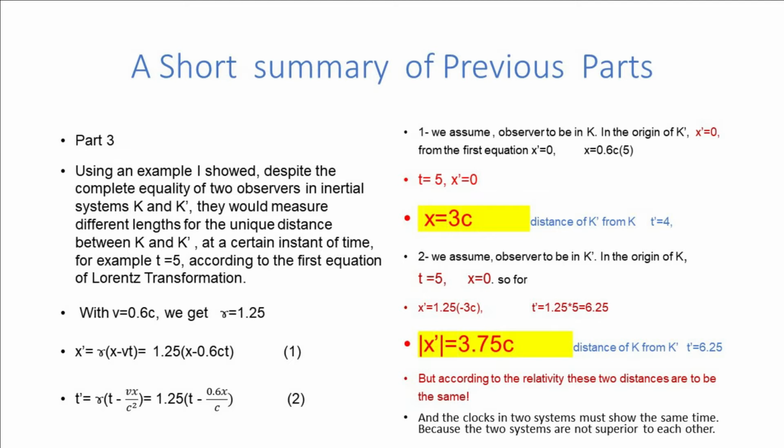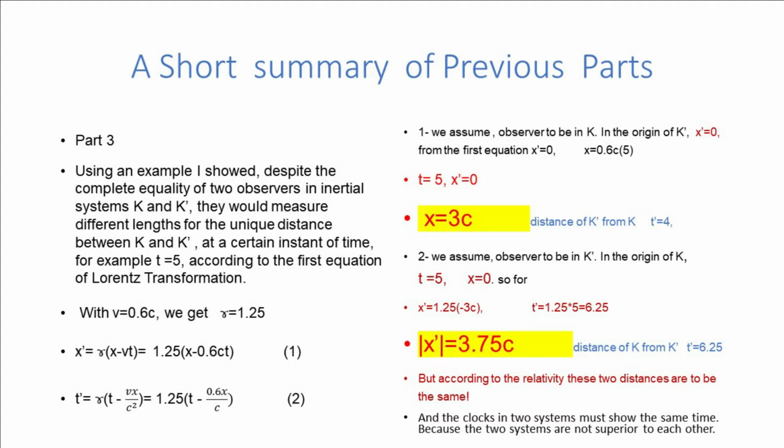Part 3. Using an example I showed, despite the complete equality of two observers in inertial systems K and K prime, they would measure different lengths for the unique distance between K and K prime at a certain instant of time, for example, t equals 5, according to the first equation of Lorentz transformation. With v equals 0.6c, we get gamma equals 1.25, and applying these values in the Lorentz transformation equations results in two different values for a unique distance of the two systems K and K prime.